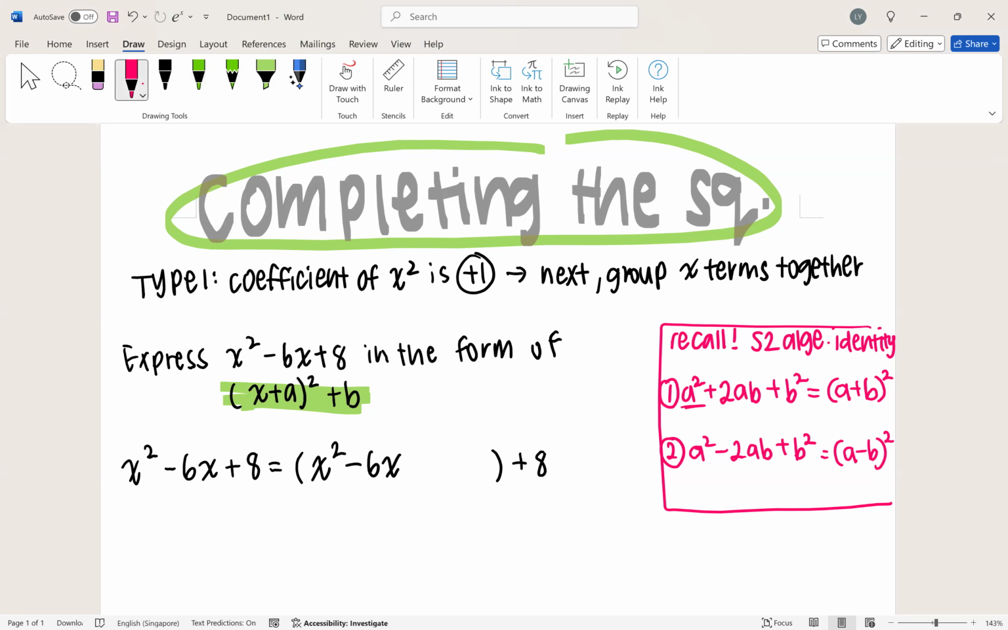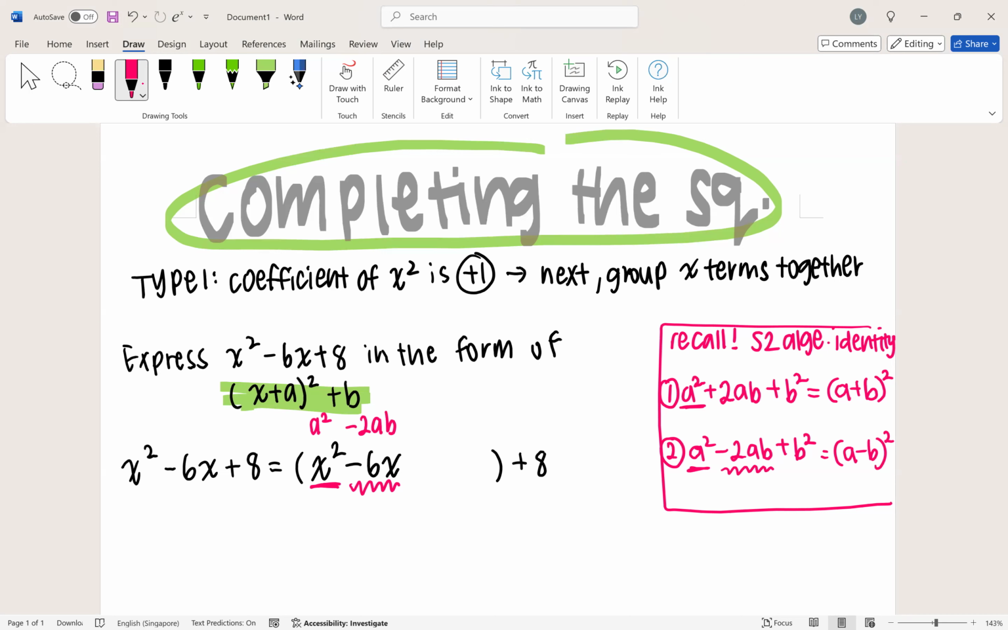Can you see this x squared? So this technically is your a squared. Can you see that? Then can you see that here is which one? Is it scenario 1 or scenario 2? Here, you know, minus 6x. So is it your minus 2ab or plus 2ab? Minus 2ab, correct? So this is technically your minus 2ab.